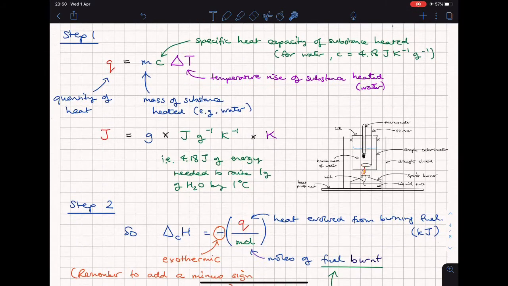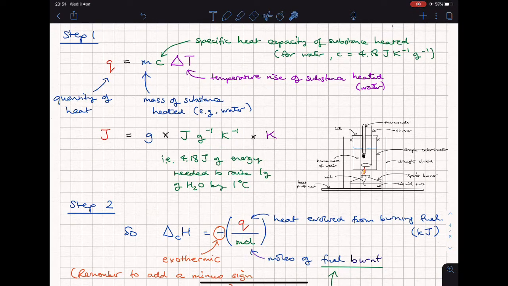To work out the heat that's gone into the water, we use this equation, where delta T is the temperature rise of the water and m is the mass of the water. c is the specific heat capacity of the water, and this has a value of 4.18 joules per Kelvin per gram. What that really means is that I need 4.18 joules of energy to raise 1 gram of water by 1 Kelvin or 1 degree C, because an increase of 1 degree C is the same as an increase of 1 Kelvin.